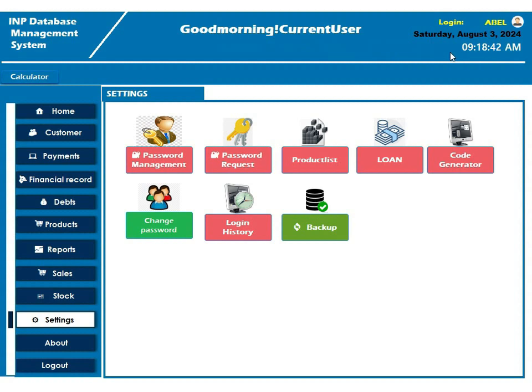So because it is in the morning, had it been in the afternoon, then it would have said good afternoon current user, or if it is in the evening, good evening current user. So that's that. And here you can also see where the name of the current user is being displayed. That part displays the current user.